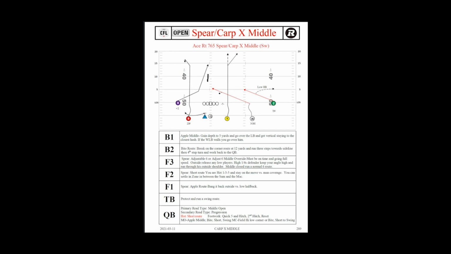All right. If it's middle closed and there's, say, man coverage, guy here, it's middle closed because they're all in man coverage. He's now going to run a corner route, and now the quarterback is going to try to throw the corner to read underneath it. Okay, that's Spear X middle.